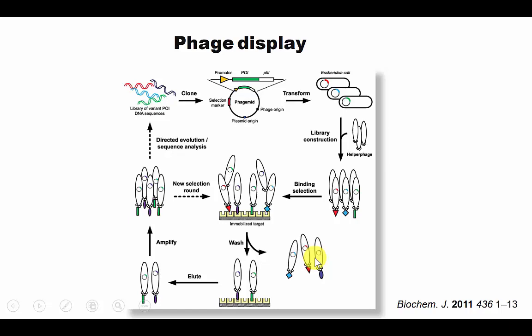Panning is with a pan. Original panning is to isolate the gold from the sand. So utilizing your pan, you just shake, and then the heavy gold can sit down. All other sand is removed. That's panning. So this is biological screening. That's why we call this biopanning. So this is the concept of phage display.